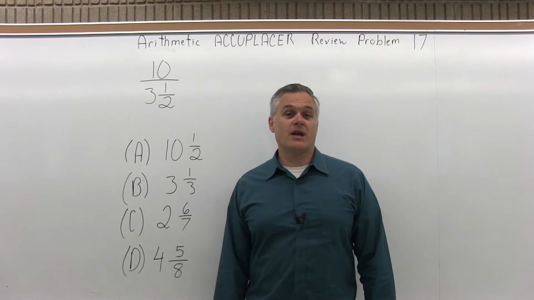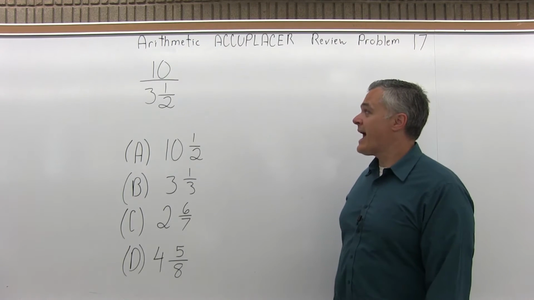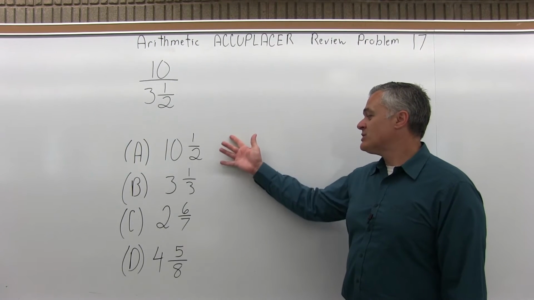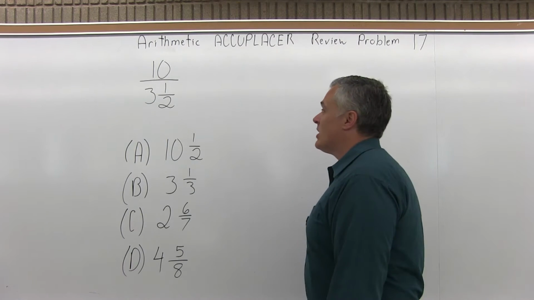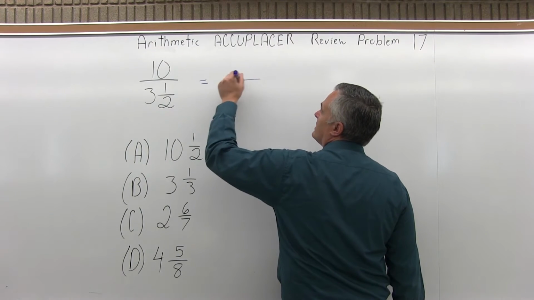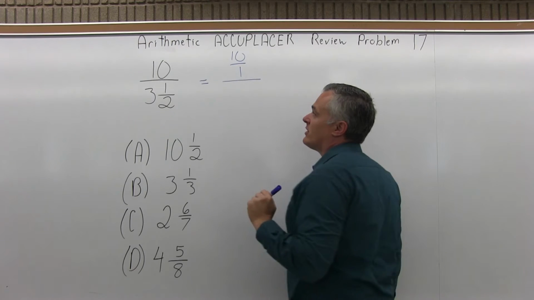This is the Arithmetic ACCUPLACER Review, Problem 17. We have 10 over 3.5, and we want to work on that until it matches one of four possible options that's given. So 10 over 3.5, the first thing I'm going to do is write this so each fraction has just a numerator and a denominator.